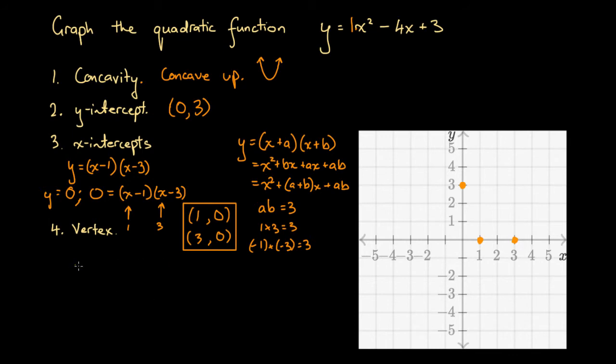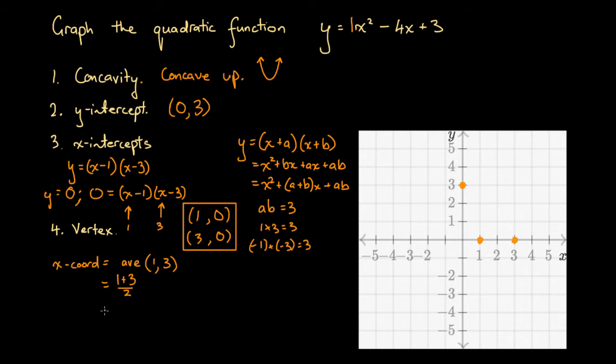Well, to find the vertex, the first thing we do is determine the x-coordinate of the vertex. The x-coordinate of the vertex is going to be the average of the two x-coordinates of the x-intercepts. In other words, it's going to be the average of 1 and 3. Another way of writing this, we can simply add these together and then divide that addition by 2 in order to find the average. So we can find 1 plus 3 over 2. That's the average of 1 and 3.